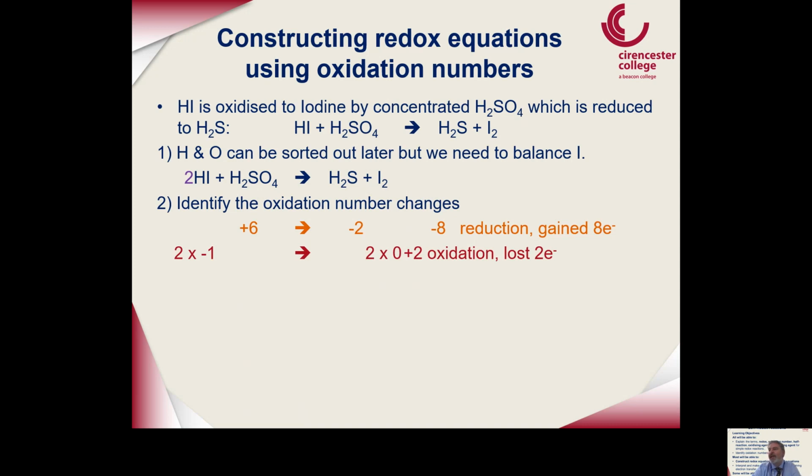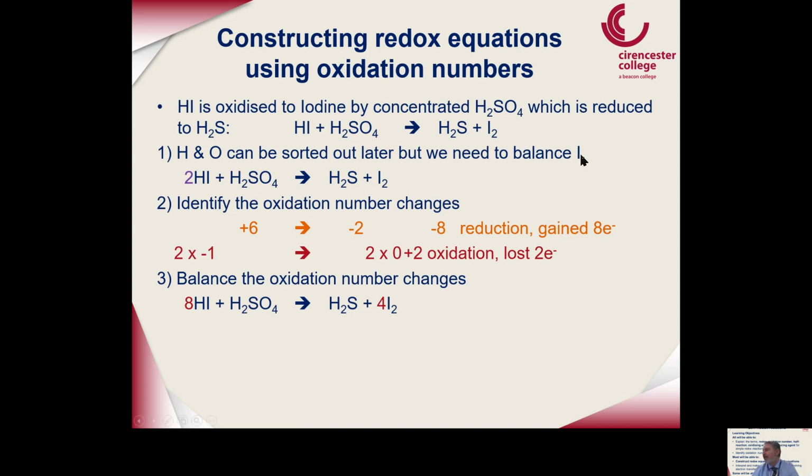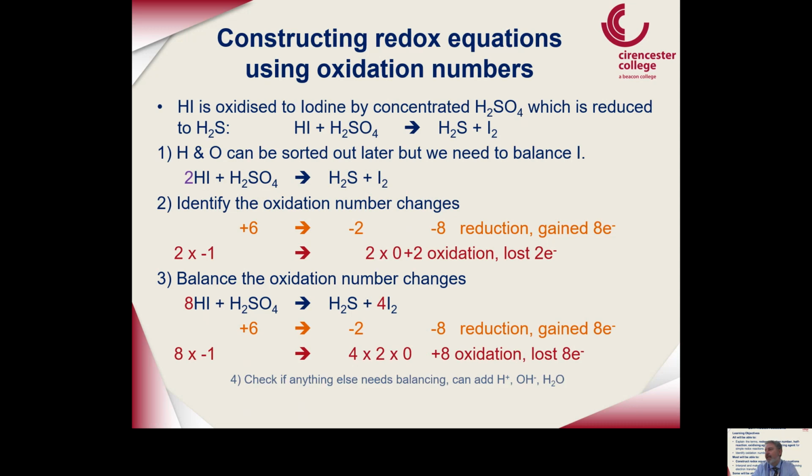If we look at the iodine, it's -1 on the left-hand side and 0 on the right-hand side. So we've got 2 iodides becoming 1 molecule of iodine, which has 2 iodine atoms in it. So we've gone from 2 lots of -1 to 2 lots of 0, so we lost 2 electrons. Now balance the oxidation number changes. We need to multiply the hydrogen iodide by 4, because the balance is 8 to 2. So 4 lots of the iodide part, and 4 lots here: 4 times 2 is 8, and 4 times 1 is 4. And that works.